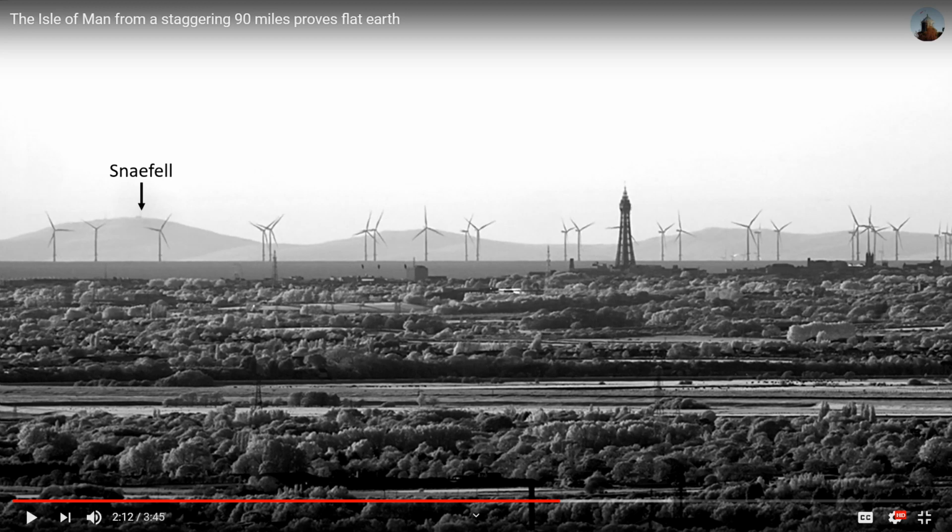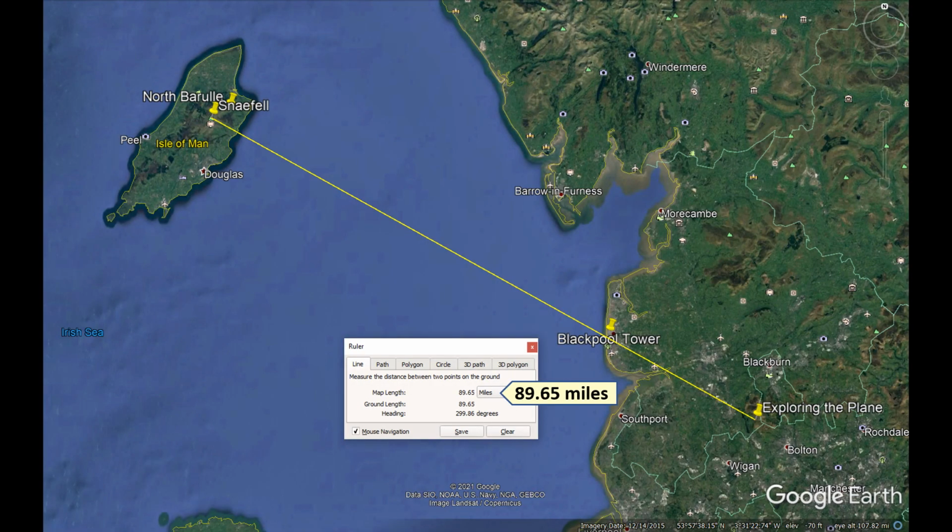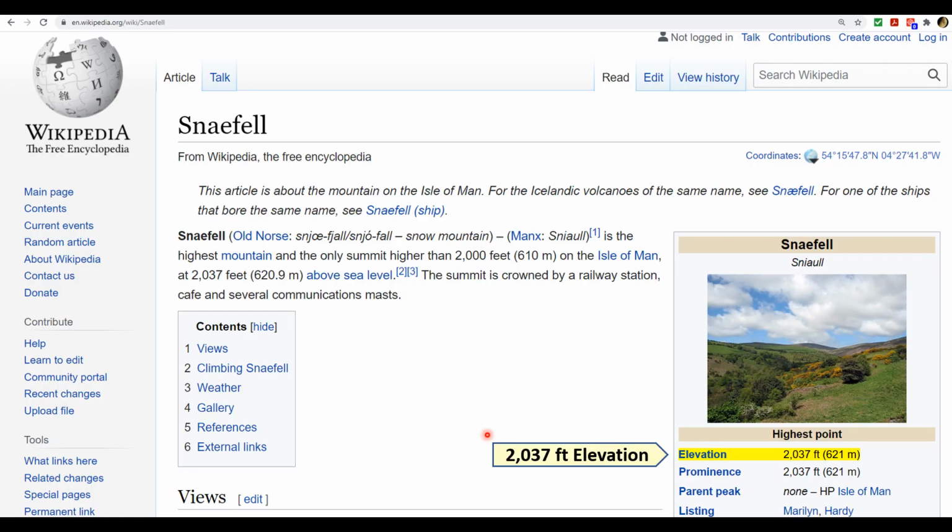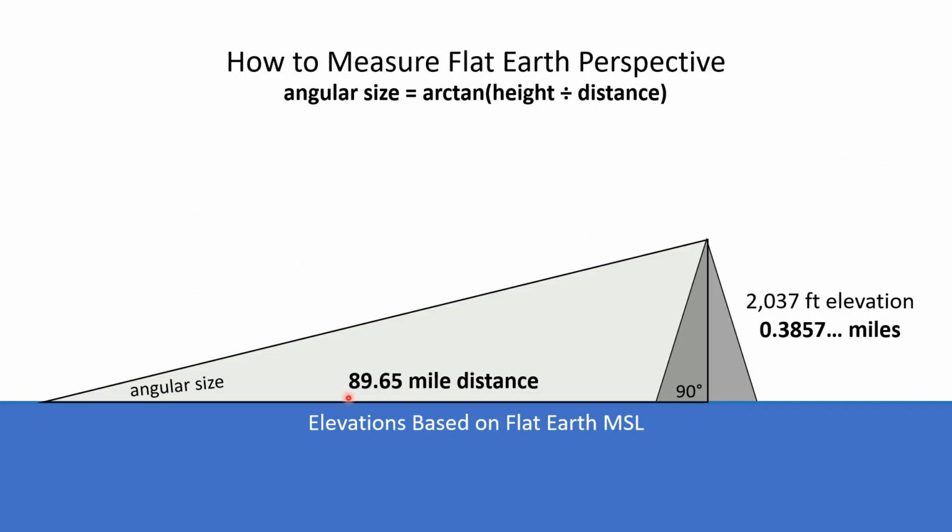Now first I want to make an angular size calculation for Snaefell, and it is easily identified because you can just make out a small building and a large antenna on the top of this peak. Now it was quite easy for me to find the exact location of Exploring the Plane on Google Earth, and Snaefell is a little bit farther. I got 89.65 miles. And you can see down here, Snaefell has an elevation of 2,037 feet. So again, we have 89.65 miles in distance.